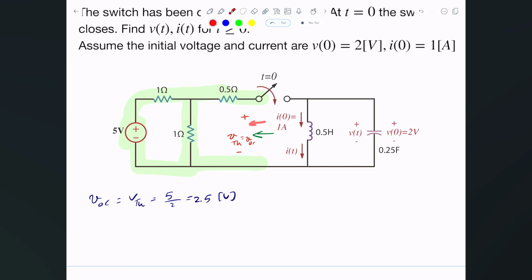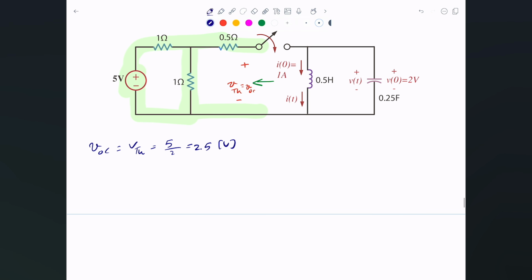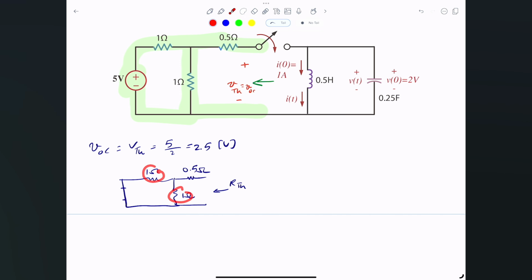What about the R Thevenin? Well, we can redraw that circuit. I'll turn off that voltage source, and what I'll end up with is 1 ohm in here, 1 ohm in here, and this is the voltage source in here. We just turn it off, and then 0.5 ohms in here. And what we're interested in is the R Thevenin seen from here. Well, 1 and 1 in parallel is just simply half, and in series with another half, that means that R Thevenin is just simply 1 ohm.